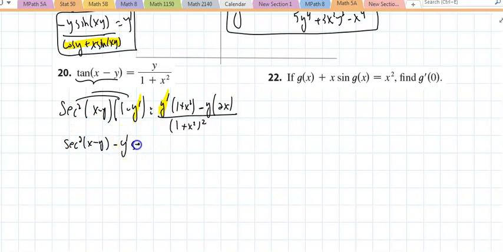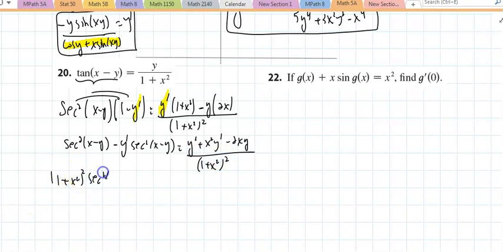Minus y prime. The secant squared of x minus y equals y prime plus x squared y prime minus 2xy, all over (1 plus x squared) squared. And if I cross multiply, (1 plus x squared) squared secant squared of x minus y minus y prime times (1 plus x squared) squared secant squared of x minus y equals y squared minus 2xy plus x squared y.